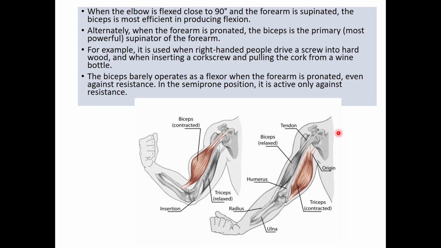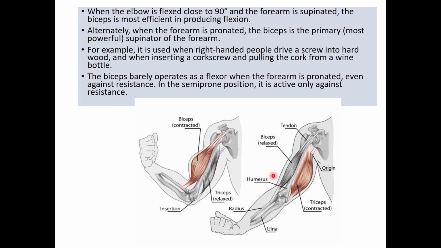When the elbow is flexed, close to 90 degrees, and the forearm is supinated, the biceps is most efficient in producing flexion. Remember what I have told: when the elbow is flexed close to 90 degrees, for example in this diagram, and the forearm is supinated, then the biceps is most efficient in producing flexion.